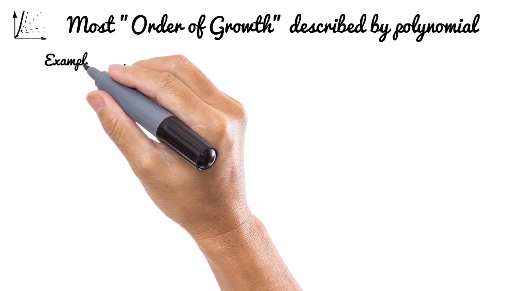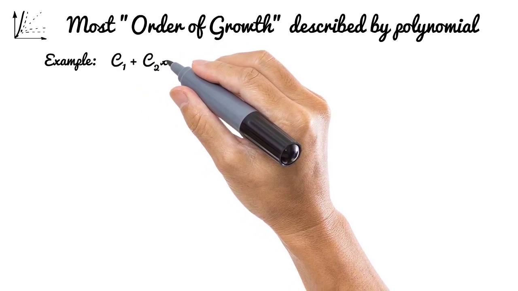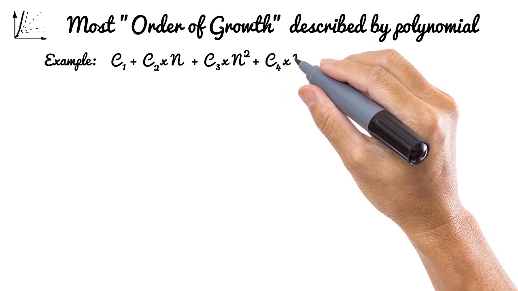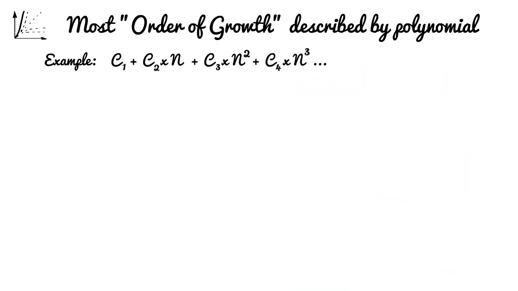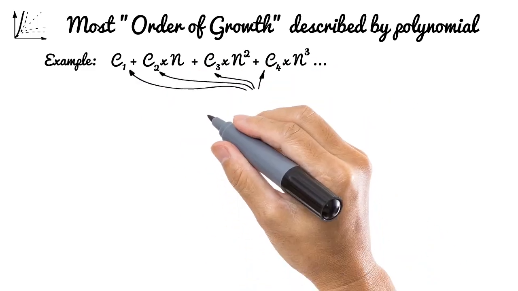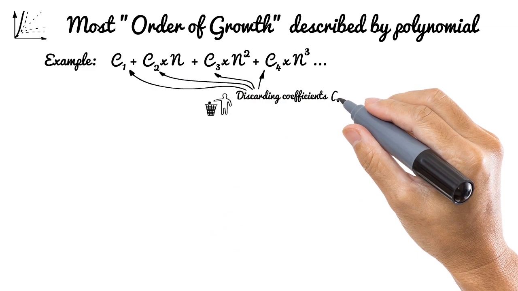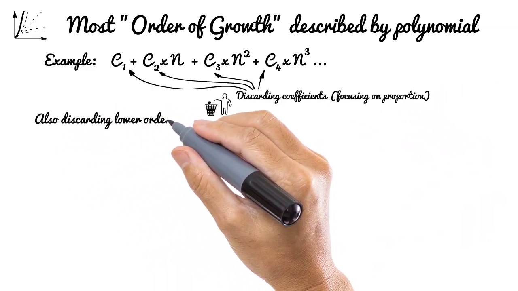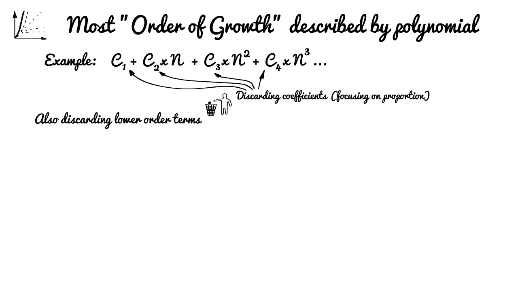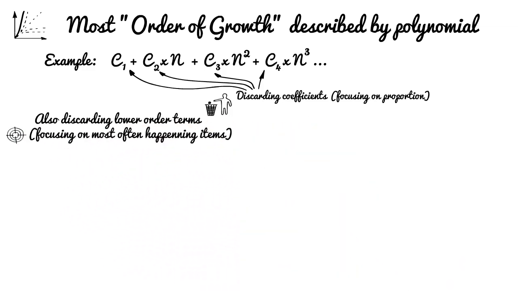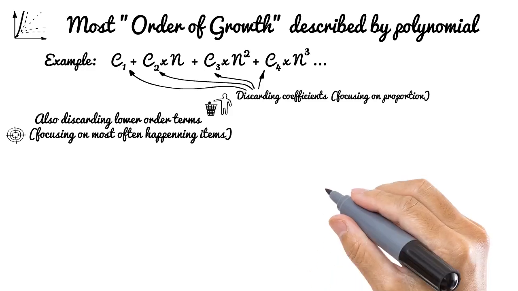Examples of polynomial are some constant plus another constant multiplied by n, plus another constant multiplied by n squared, plus another constant multiplied by n cubed, and potentially so on. Earlier we mentioned that for simplicity, order of growth discards leading coefficients, while focusing on input data runtime proportion. Similarly, order of growth discards lower order terms, because rather than counting all details, we just take into consideration items that are happening most often, more expensive in terms of frequency and therefore overall runtime.